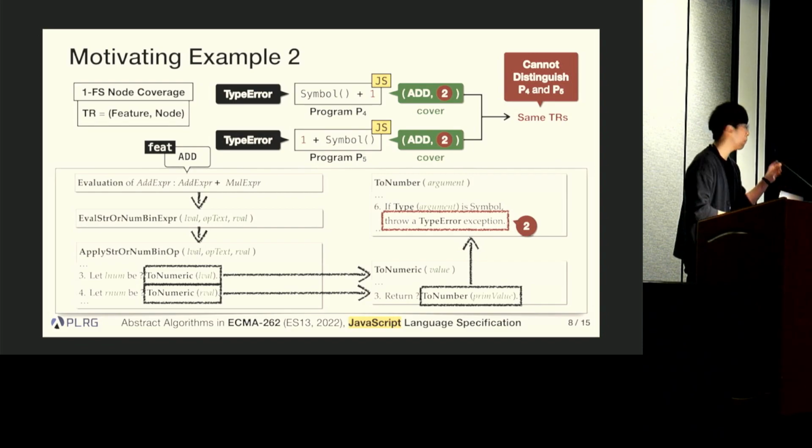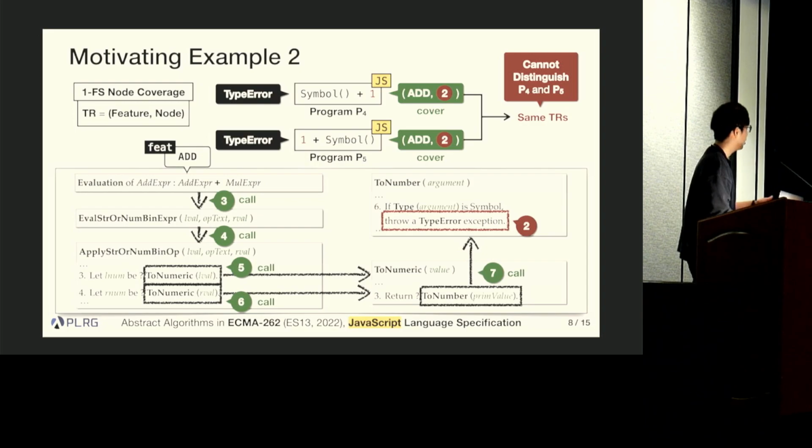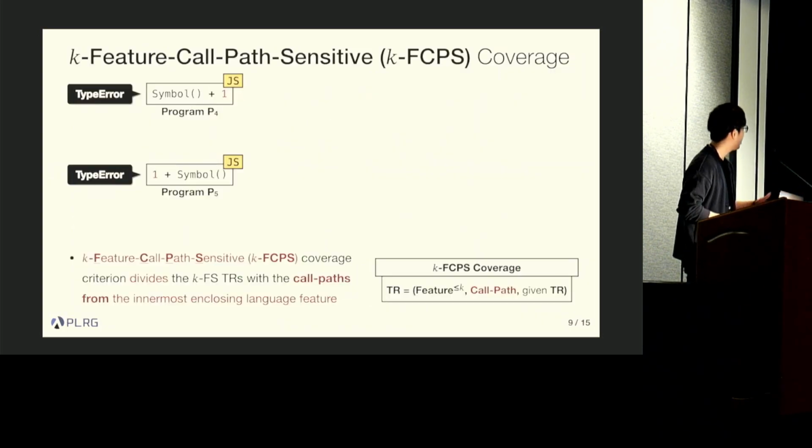Program P4 represents the edge case in the left side values of the addition operation, but program P5 represents the right side values of the addition operation. So it is also better to distinguish them. To do this, we utilize the call path information starting from the language feature. So not the entire call stack, but the call path starting from the language feature. So we say that it is a k-feature call path sensitive coverage.